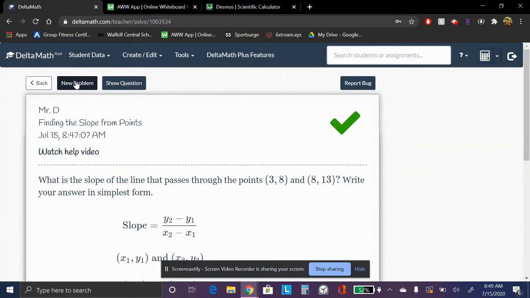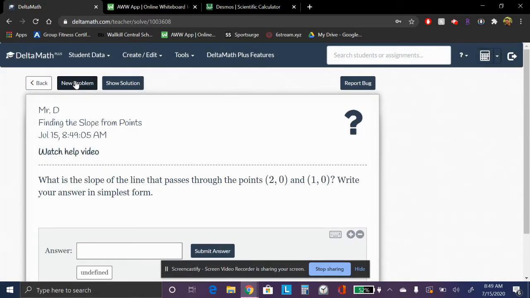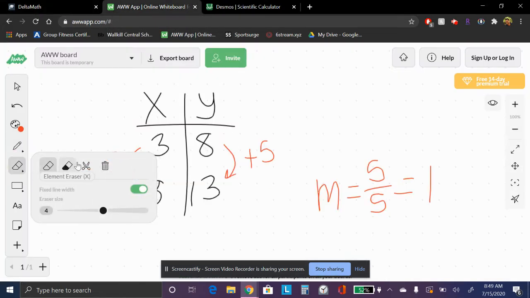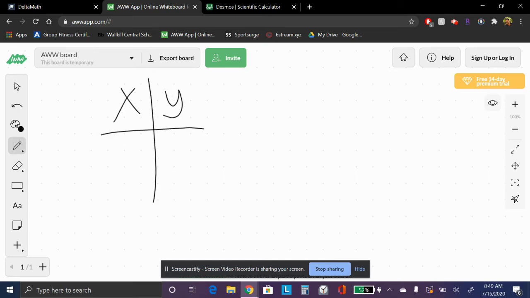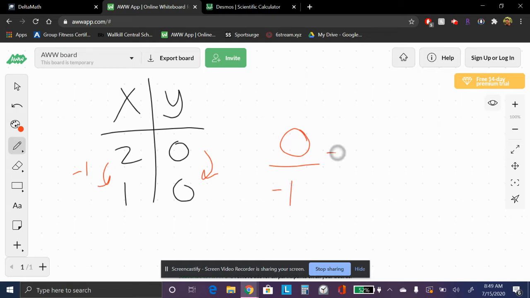Okay, let's look at another one. (2, 0) and (1, 0). All right, so the rise goes up 0. This goes down 1. So 0 divided by -1 is 0.